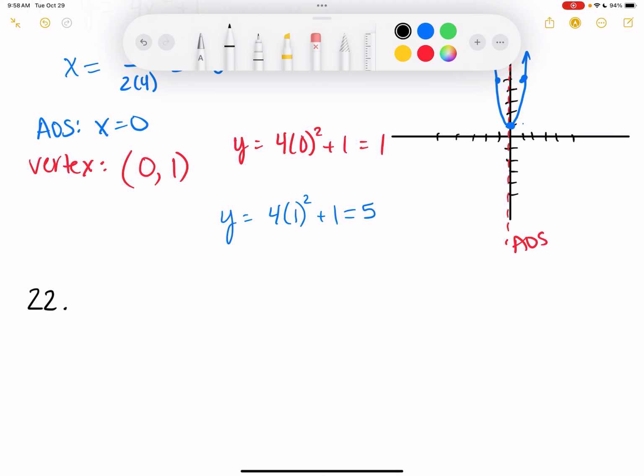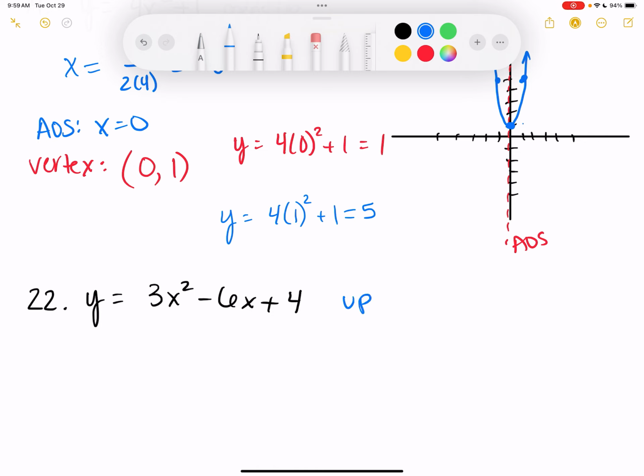Y equals 3x squared minus 6x plus 4. What's different about this one? This one's going to have a b because there's another x term here. Which direction does this one open? It's going to open up. Yep, this one's up.